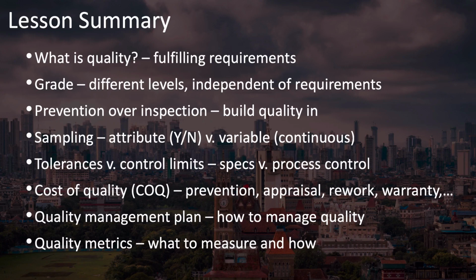We also went over the cost of quality, which includes not only the costs to build in quality, but also the costs of poor quality. These are organized into different categories, including prevention costs, appraisal costs, rework costs, and warranty costs. You should be familiar with the cost of quality categories and all of these terms and how they relate to each other. The quality management plan is your rulebook for how to manage quality on your project, and your quality metrics specify what you're going to measure and how you're going to measure it.